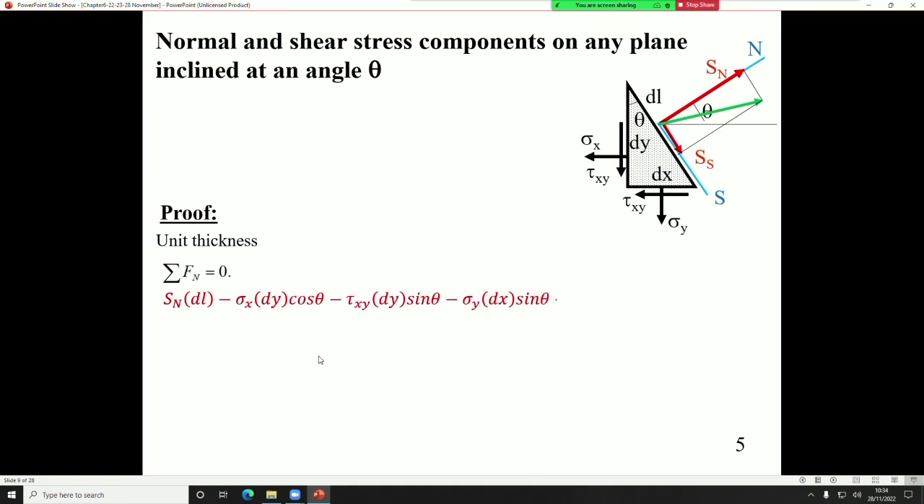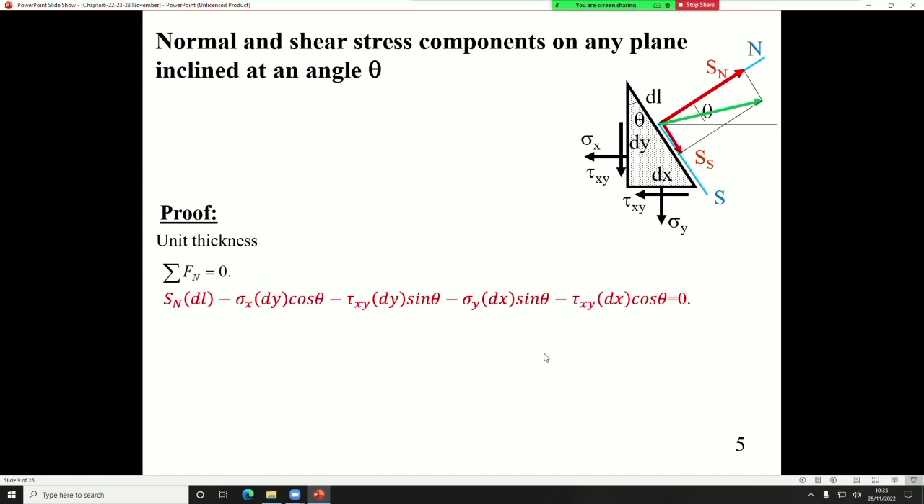And finally, we have sigma y multiplied by dx, then multiplied by sine of theta, and tau xy multiplied by dx multiplied by cosine of theta. And this must be equal to zero. I believe in your notes, it was copied from old notes, which was not right. So if you just please correct, I don't know which one, maybe I'm not correct, but if you look at your PDF file, which you uploaded, I believe one of them must be dx. In your notes, it's dx instead of dy.